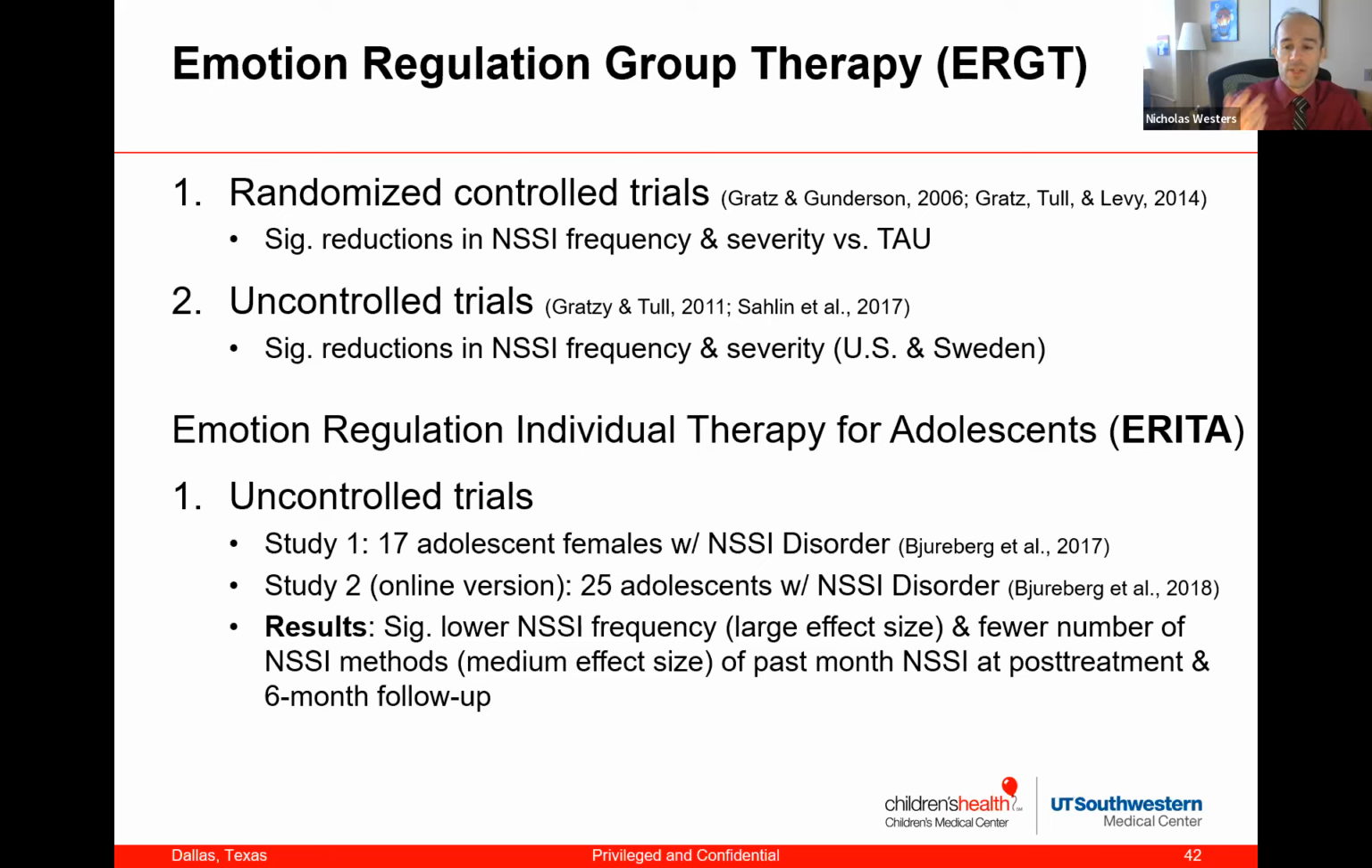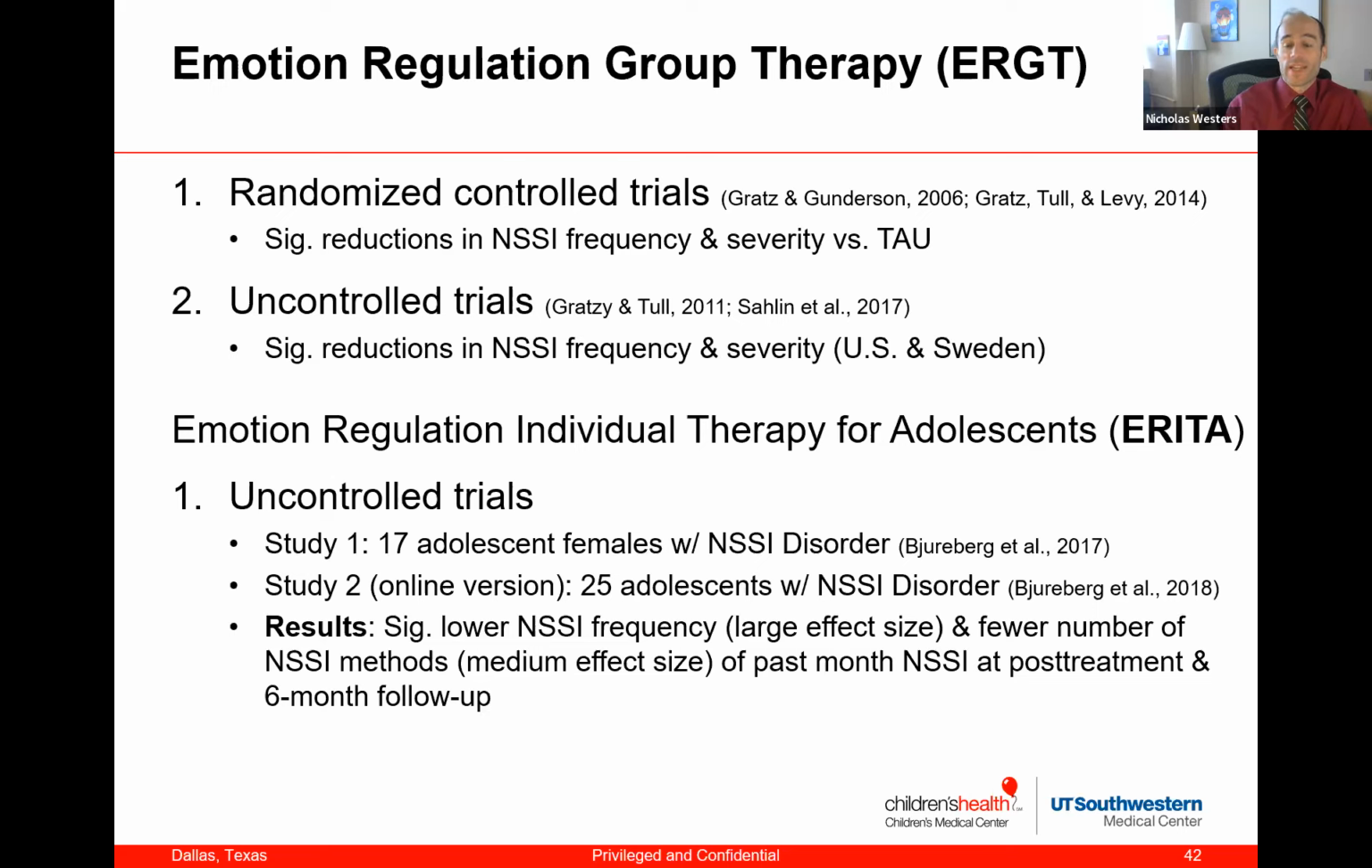ERGT, as I had mentioned, has been adapted for adolescents in the form of a 12-week individual therapy versus 14 weeks for the adult version, and with an online parenting program for the adolescent version. And so 2 uncontrolled trials of the emotion regulation individual therapy for adolescents have been carried out in Sweden among adolescents who meet DSM-5 proposed criteria for NSSI disorder that we talked about in the first, so you know exactly the group that they were looking at.